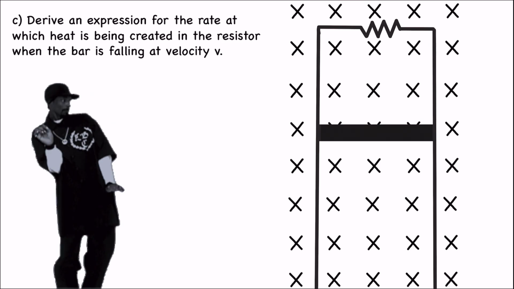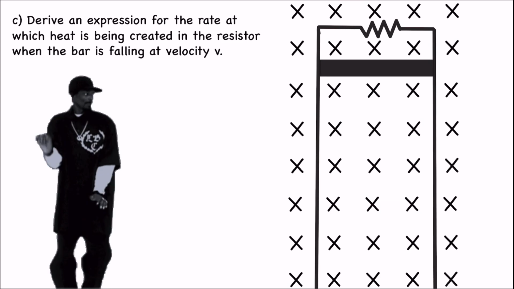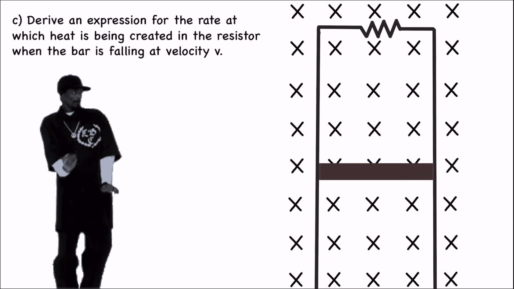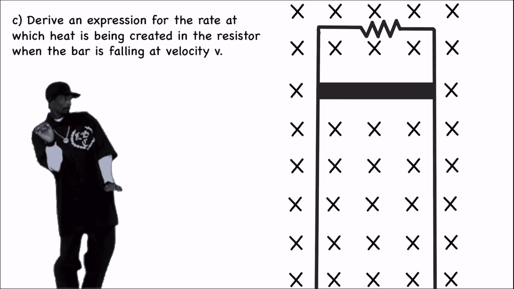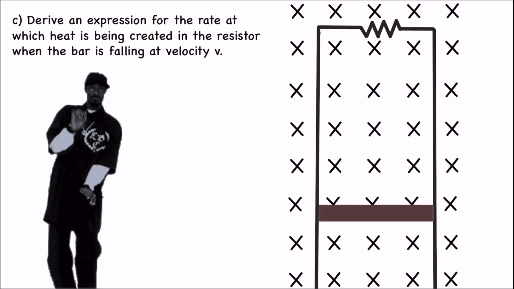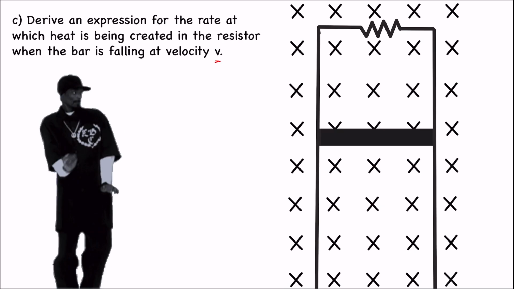Because of the resistive magnetic force, not all the bar's potential energy is going to convert into kinetic energy. Some will be lost as heat. So this part asks for the rate at which heat is being dissipated in the resistor, or the power in the resistor, when the bar is falling at a given velocity v.